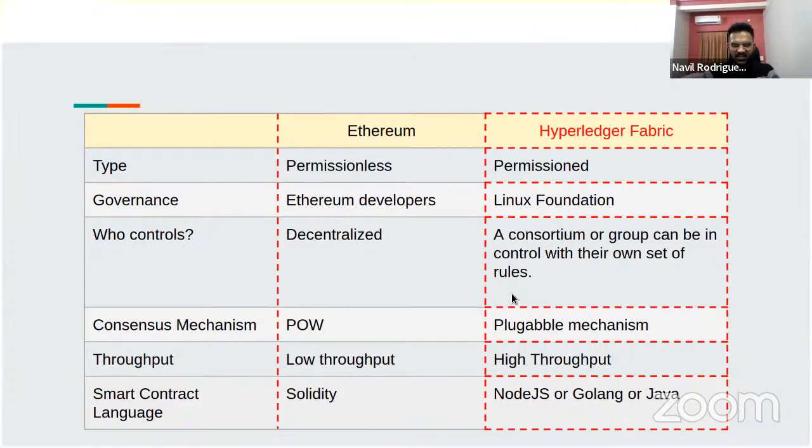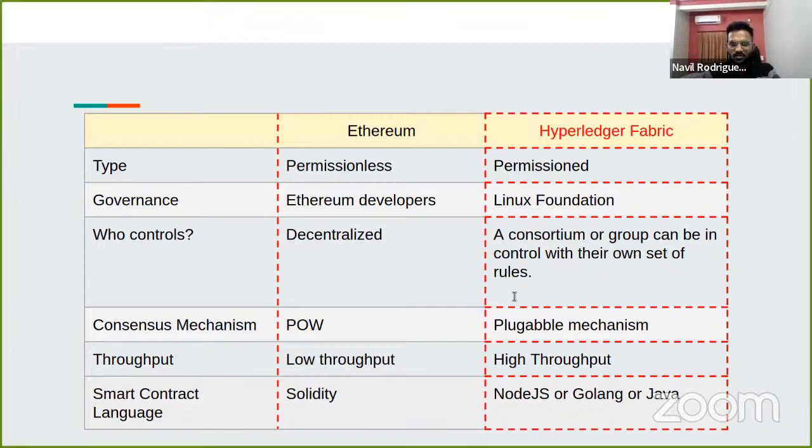So next comes governance. In Ethereum, developers are responsible for managing and implementing changes to the protocol. For example, as you might have heard, it is migrating to proof of stake.